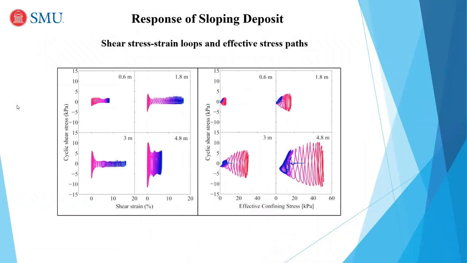Stress strain: because of the liquefaction and because we have a slope, there is a tendency to accumulate very large strains, reaching near the surface something in the neighborhood of 15%. That's significantly large strain.